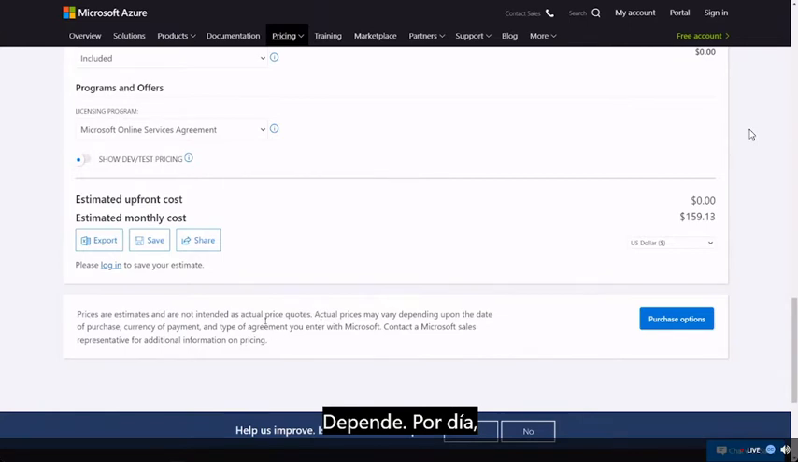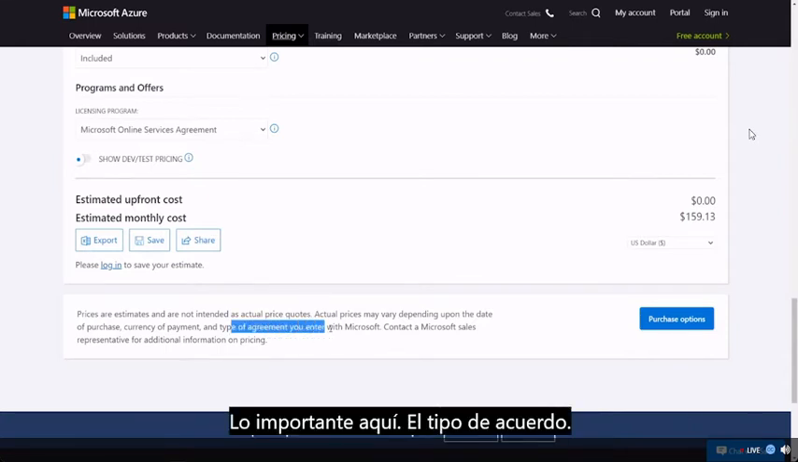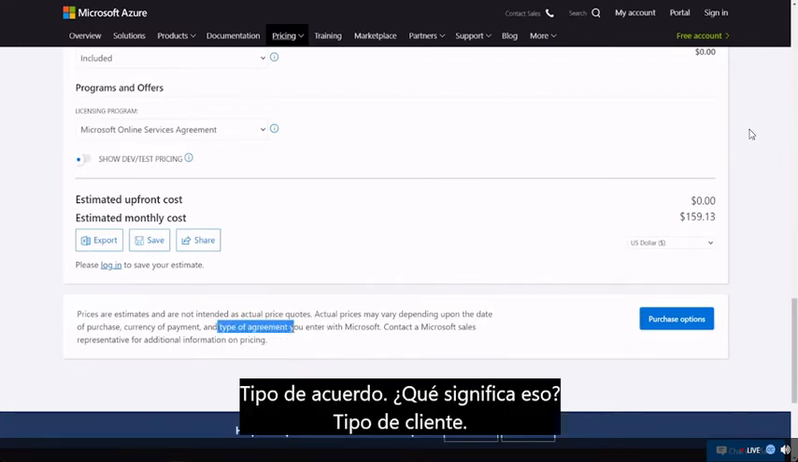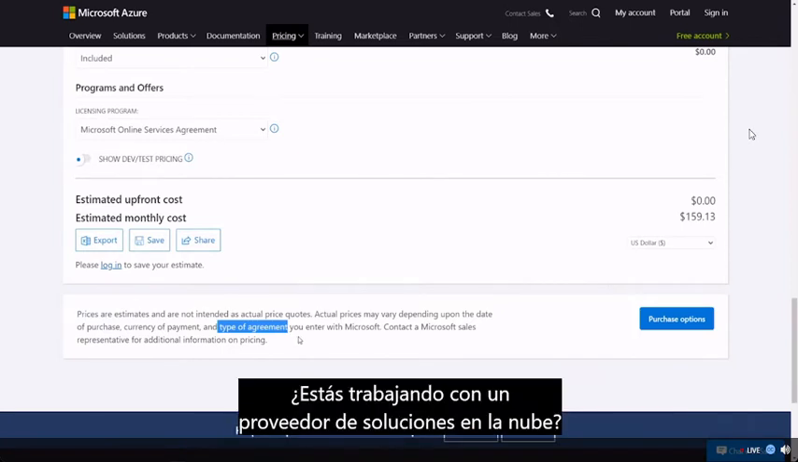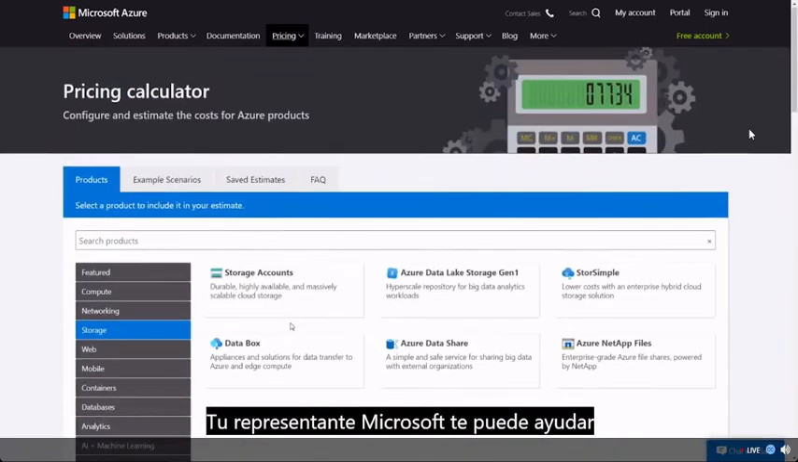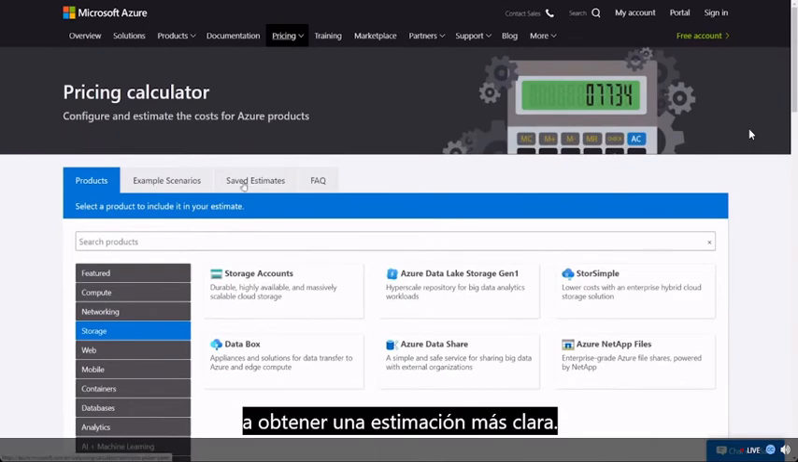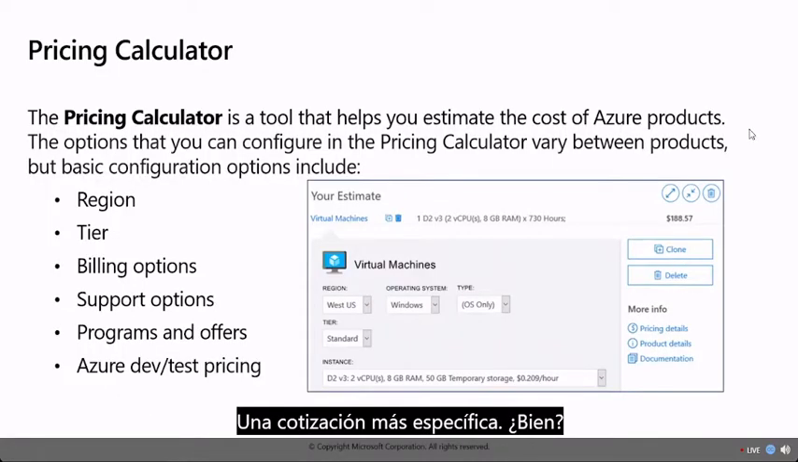Now you'll see here that these are not your actual quotes. It just depends, because by day, there could be a change in the service, your currency, and the key thing here, type of agreement. So type of agreement, what does that mean? Customer type. Are you web direct? Are you enterprise? Are you working with a cloud solutions provider? So again, all of this is going to just be an estimate. You can work with your Microsoft rep to get a more clear estimate or a better, more specific quote. All right.